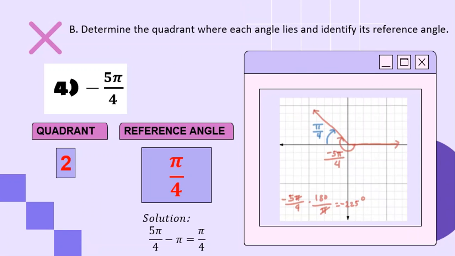Yes, Earth. Miss, if the question is in pi over 4, Miss, the answer will always be in pi over 4, Miss. You can't answer it in degrees. Yes. Okay, Miss. Okay. Any other questions about reference angles?